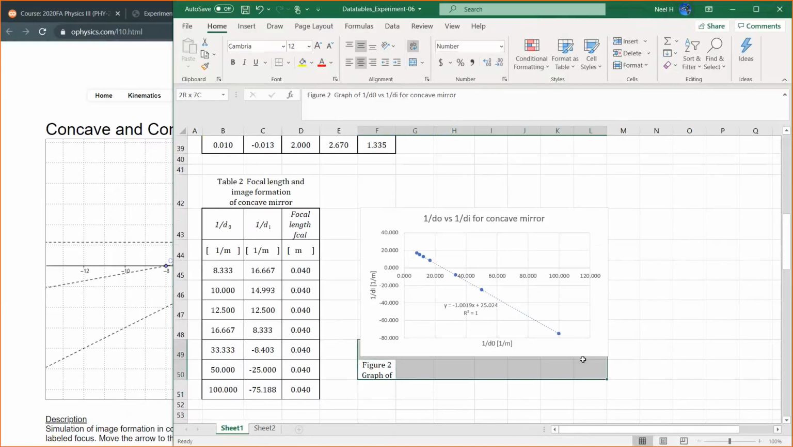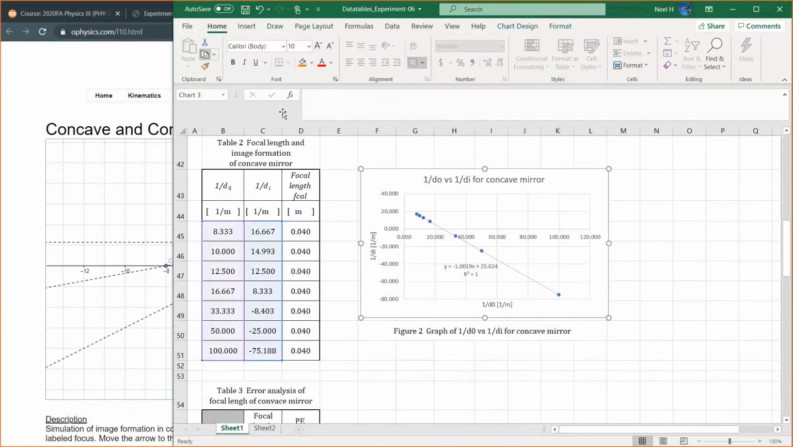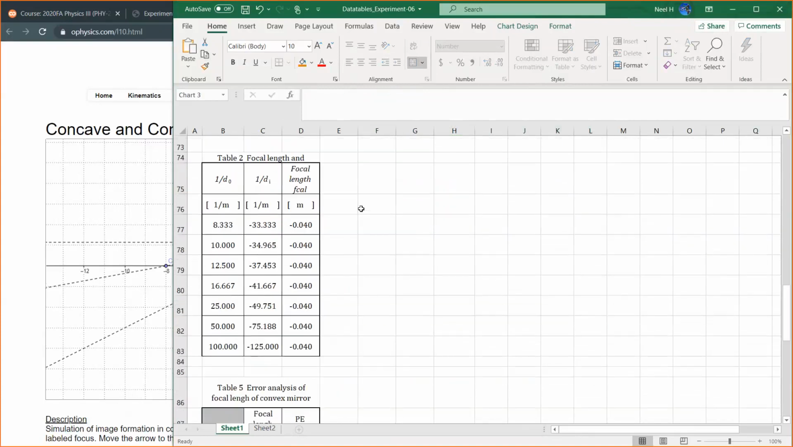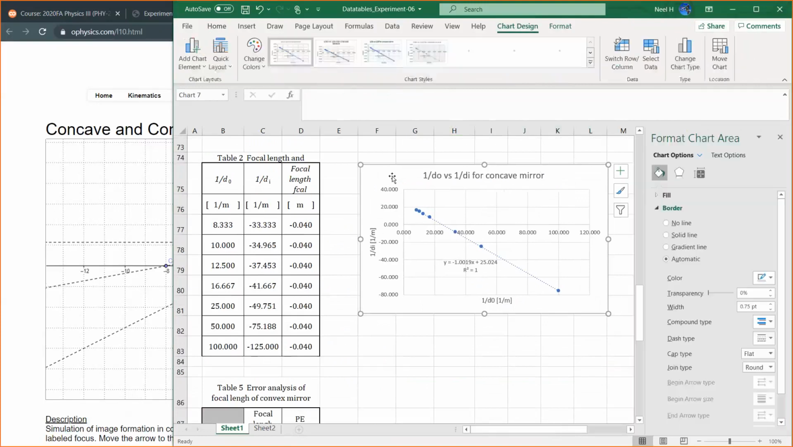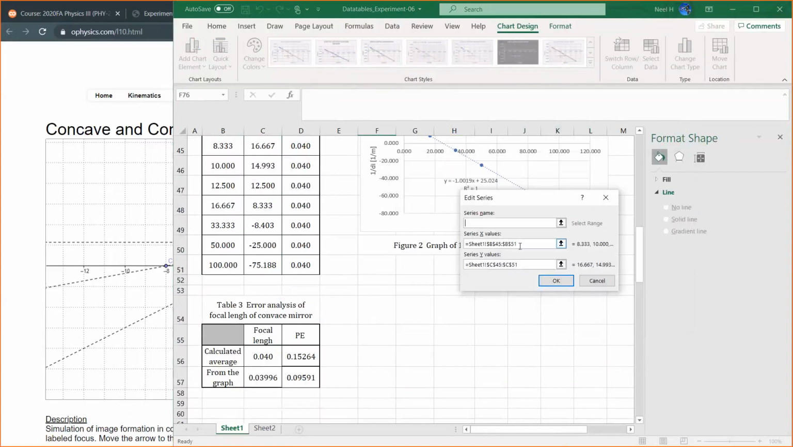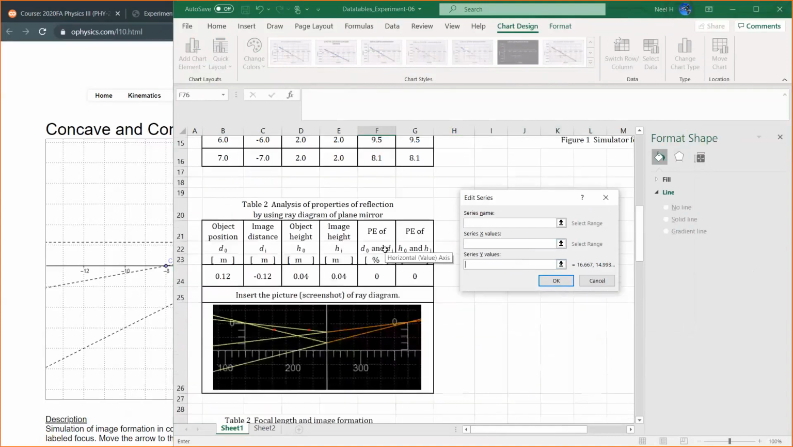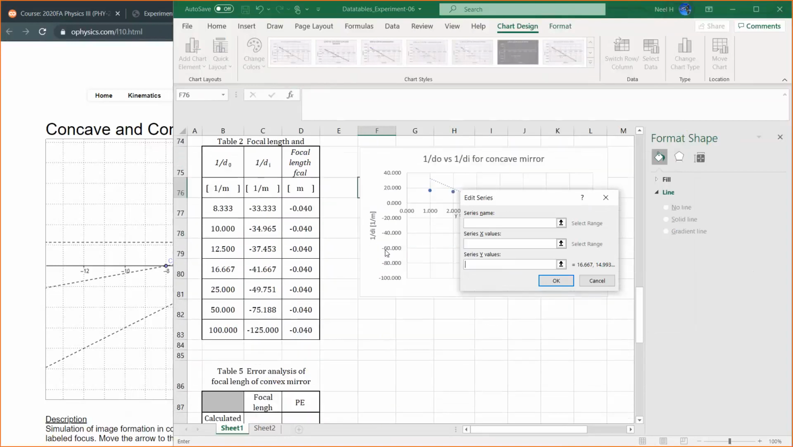Okay, let's make a copy of this graph and then edit. That is much easier. Copy and then paste that graph into here. And it's the same graph. Now all I have to do is edit the data, right? Double click and then select data. Click on the series, edit, and then delete everything on the X, delete everything on the Y. And then let's add the new data. That's all we have to do.